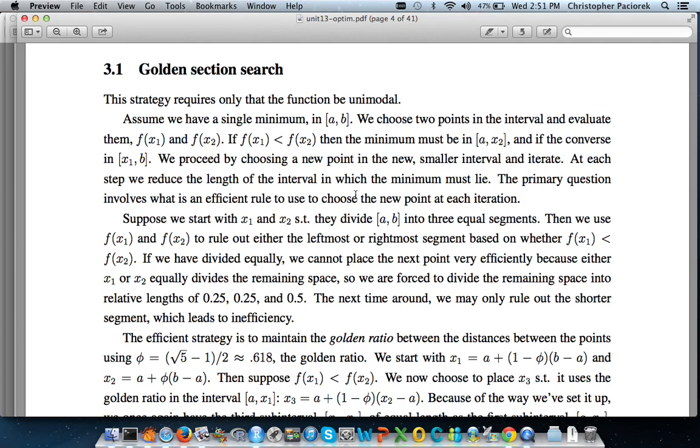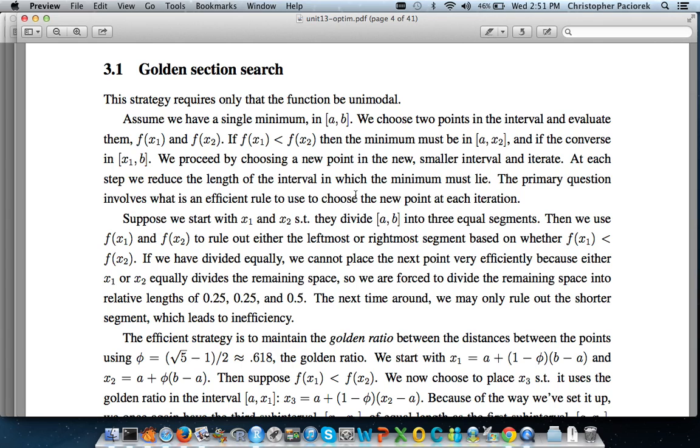So now, if this is x1 and x2, and I do what I did up there, I'm either going to eliminate this portion, or I'm going to eliminate that portion. So I'm always going to eliminate 1 minus phi out of the total length of 1 here. Well, it's not really 1, it's b minus a, but you can rescale and normalize and think of it as being 1. So that's the proportion I've eliminated in the first iteration.